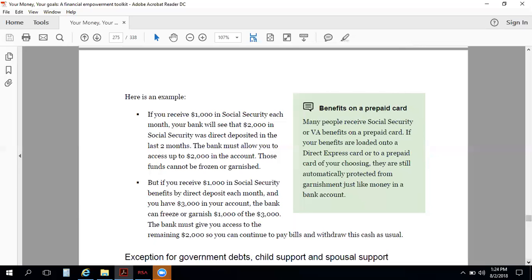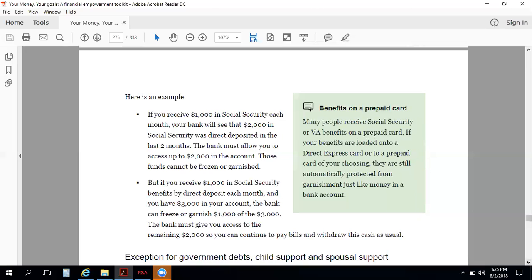Here's another example. If they receive $1,000 in Social Security benefits by direct deposit every month, and they have $3,000 in the account, the bank can freeze or garnish $1,000 of the $3,000, and the bank must give you $2,000 to pay your bills as usual. That's 2 months' worth of benefits. So some of the benefits that are in there could be garnished as long as the person has at least 2 months' worth of the benefits to draw on.